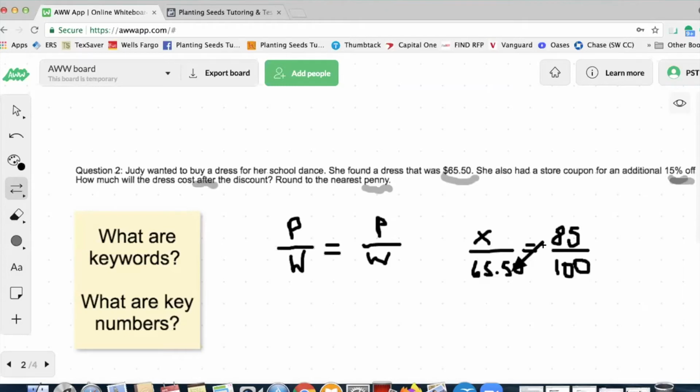We're going to go here to here. We're going to go here to here. So if I were to do that, my answer would be 100 times X gives you 100X. $65.50 times 85 is going to give you $5,556.50. I'm sorry.